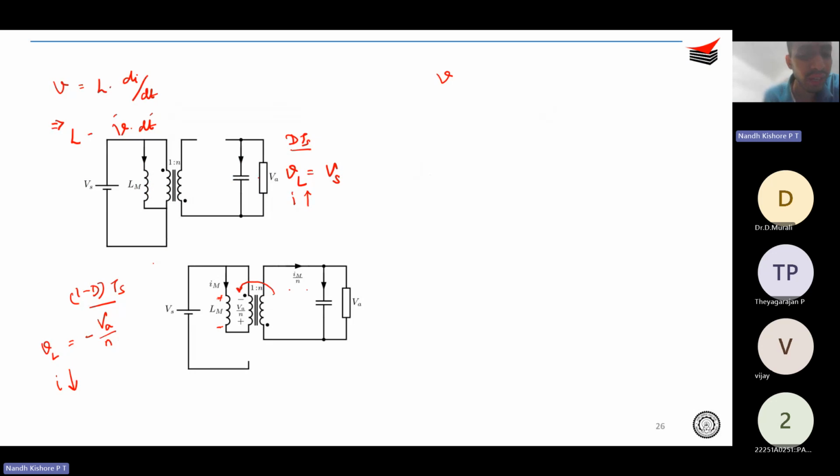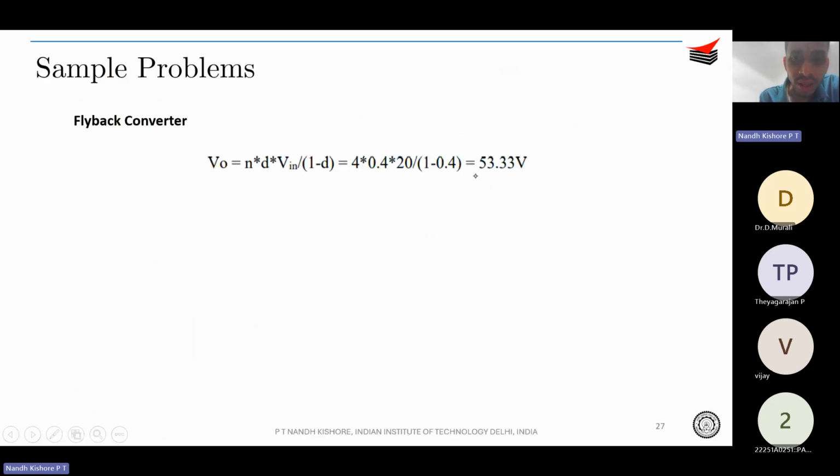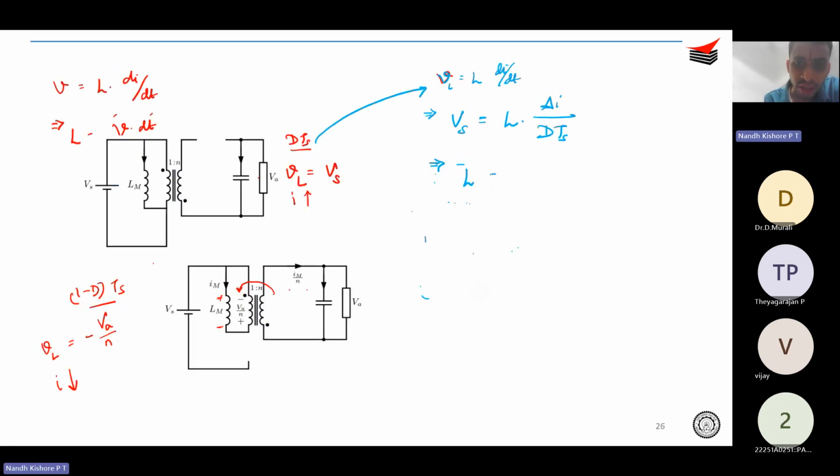Okay, so let's say we take this particular interval. Therefore we know that V is equal to L di over dt. Therefore, during the DTs period, VL is actually Vs or the Vin. Okay, Vs is equal to L into di, which can be written as delta I divided by the period DTs. Therefore, you end up with L is equal to Vs into DTs by delta I.